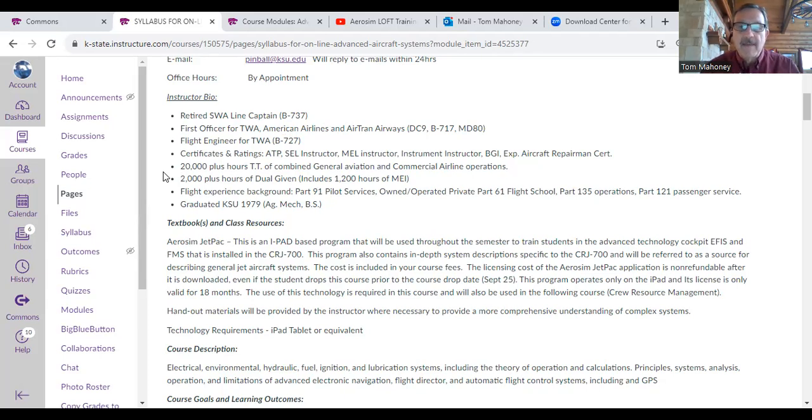20,000 hours of total time of combined general aviation and commercial airline operations, at least 2,000 hours of dual given, and that includes about 1,200 hours of multi-engine instruction. Flight experience includes Part 91 pilot services. I owned and operated my own private Part 61 flight school in the early years, and went on to Part 135 operations, eventually making my way up into Part 121 passenger service. And a few years ago, I graduated from Kansas State University.